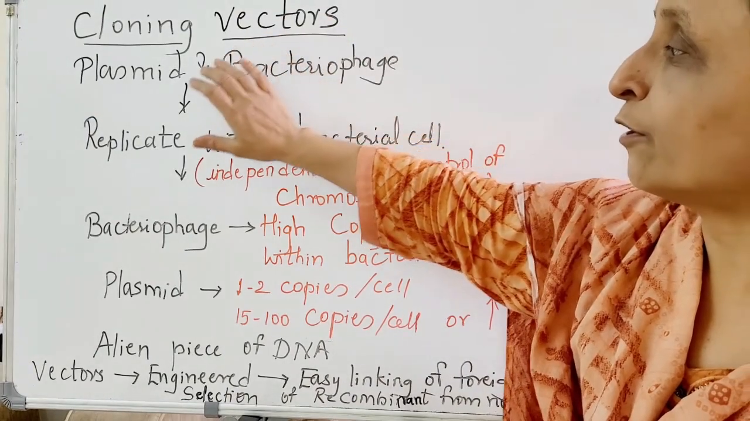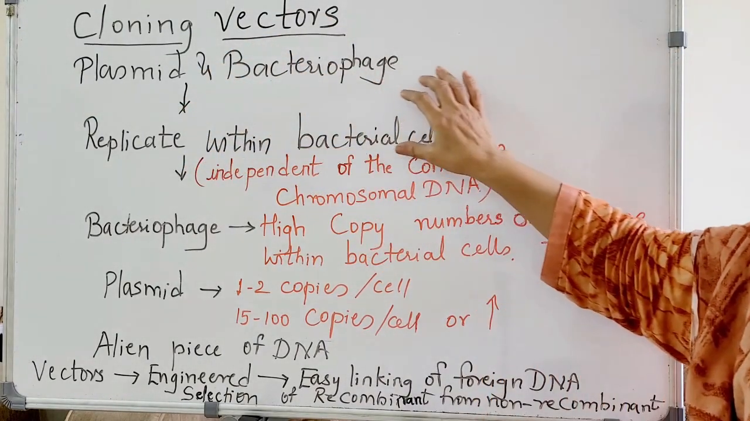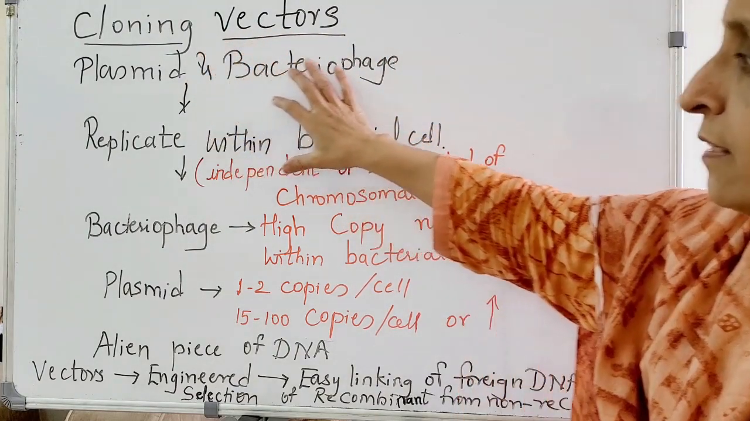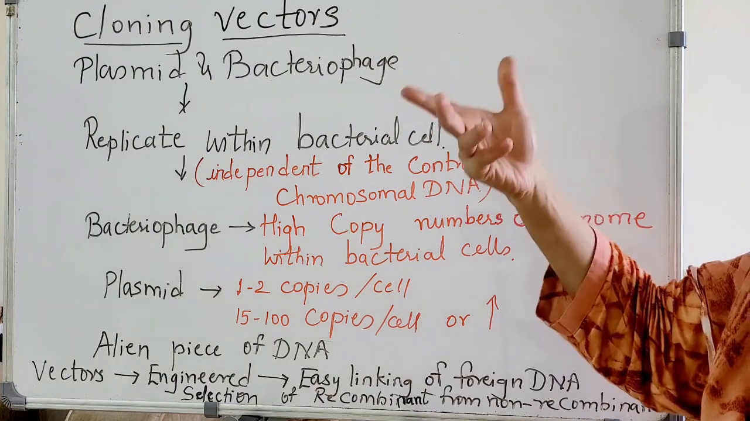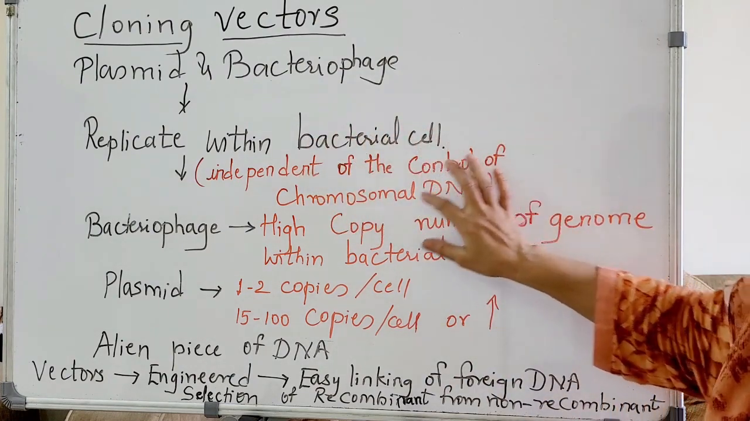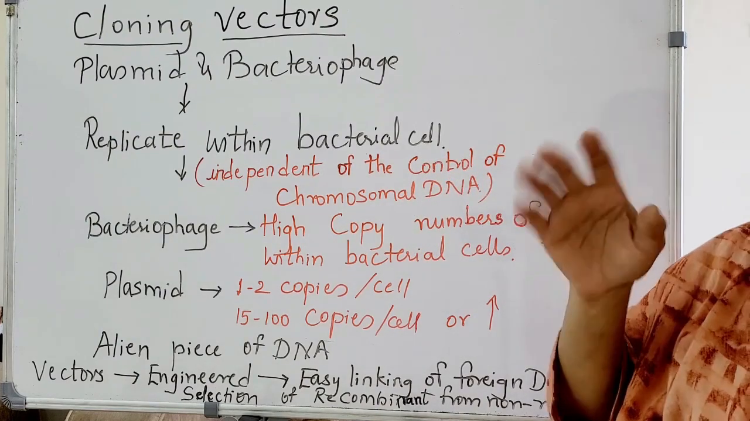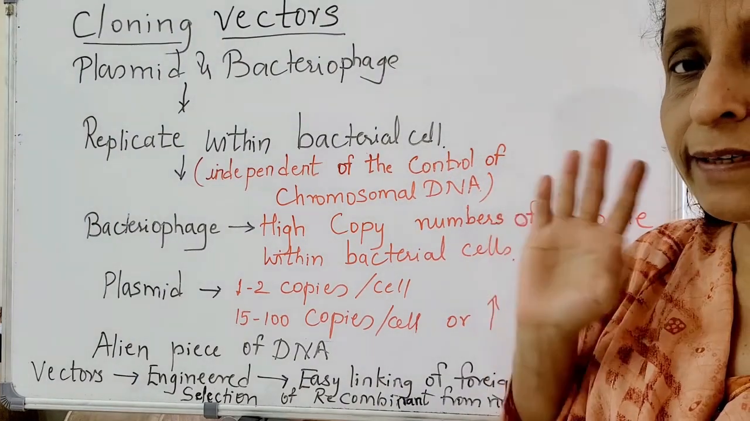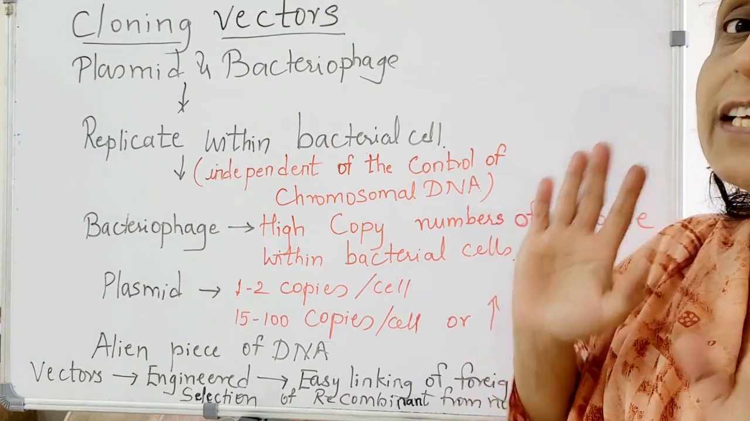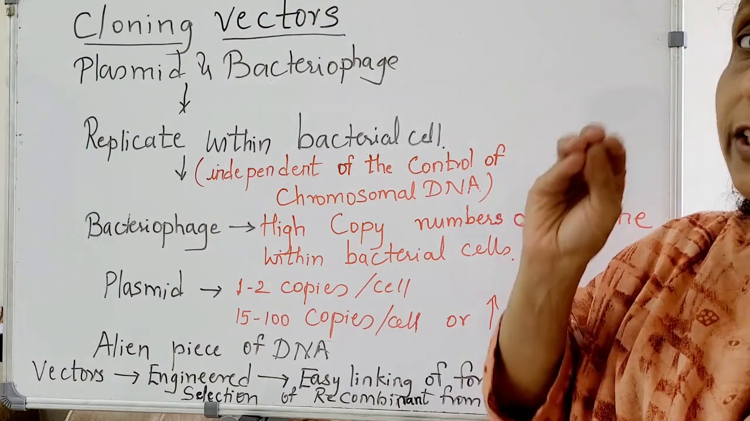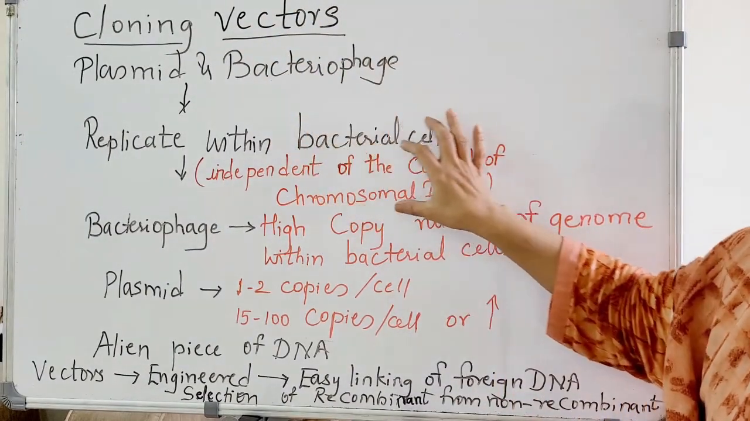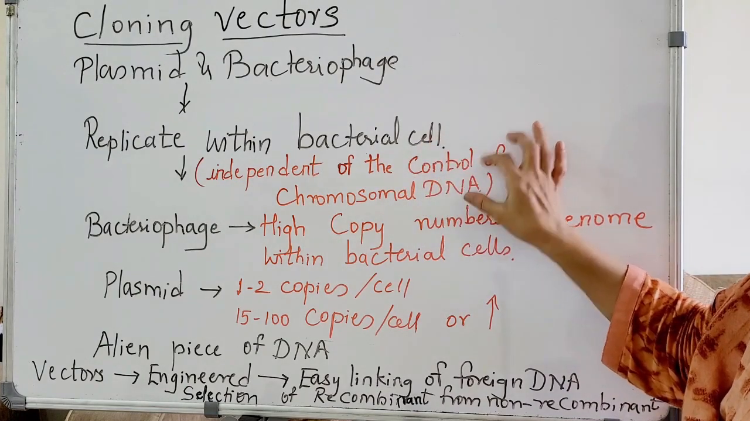So these are going to replicate within the bacterial cell. Plasmids are present in bacterial cells and they are going to multiply in the bacterial cells. They are independent of the control of chromosomal DNA. If plasmid is removed from bacteria, bacteria still will be able to multiply. So plasmids are extra genetic structures, independent of the control of chromosomal DNA.